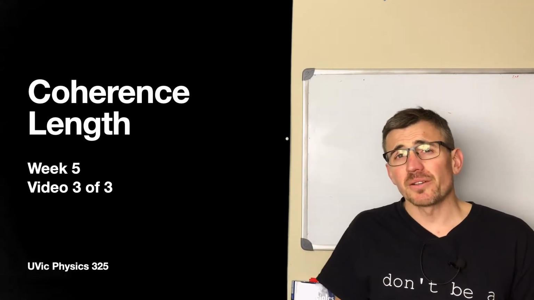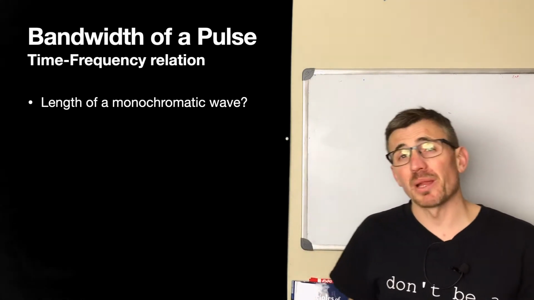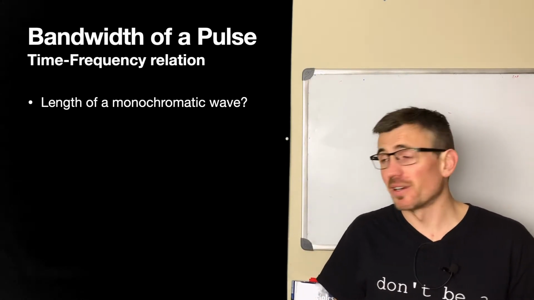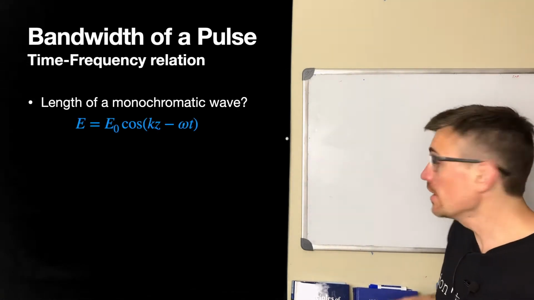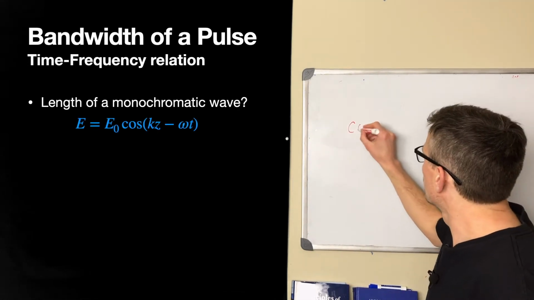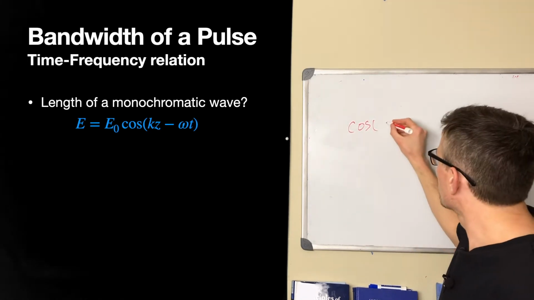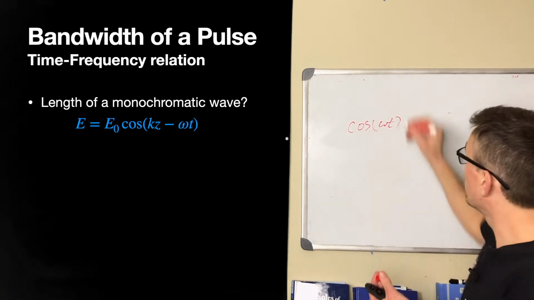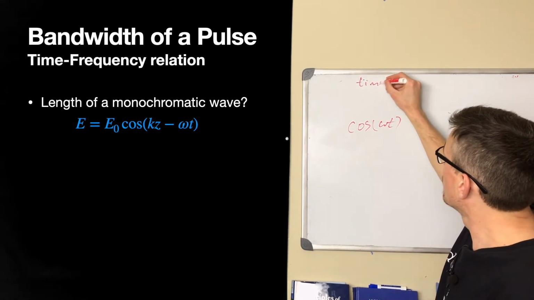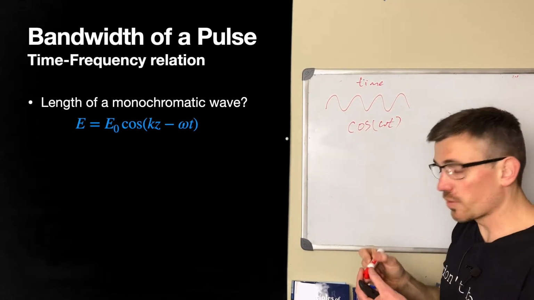Okay, so let's start by asking what is the length of our nice monochromatic plane wave pulse that we've been studying so far. Remember our plane wave, our monochromatic plane wave, it was cosine of kz minus omega t. We'll just concentrate on the frequency part right now. And in the time domain, it just looks like this. It was a cosine. It goes on forever in each way.